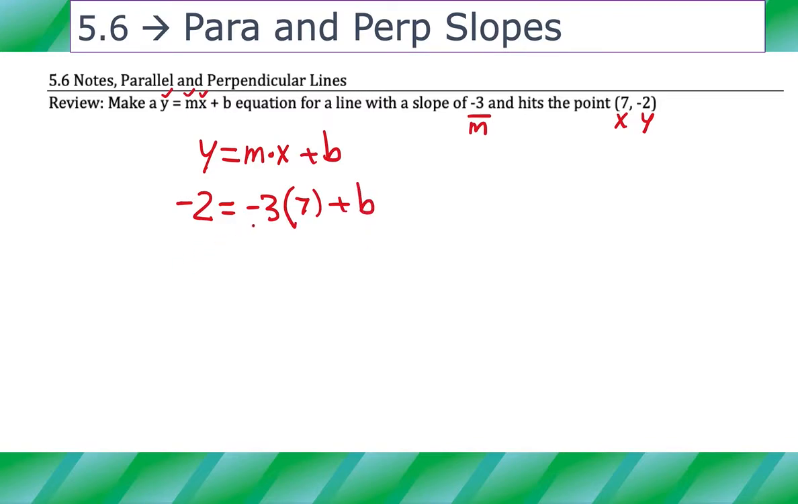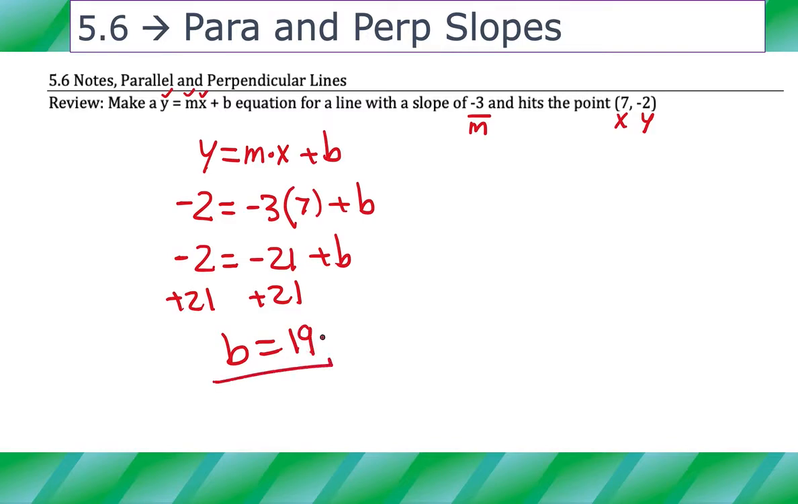All right, so we got to do a little bit of simplifying. Then we're going to find b. Here we go. So -3 times 7, I believe, is -21. So I have -2 equals -21 plus b. Final move, I'm going to add 21 to both sides. When I add 21 to both sides, I find out that my b value equals 19.